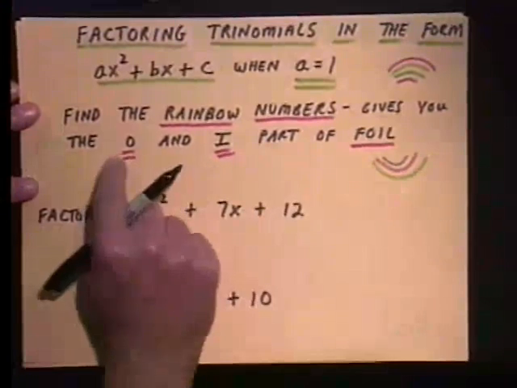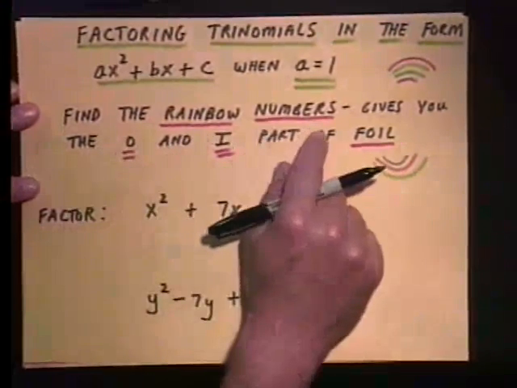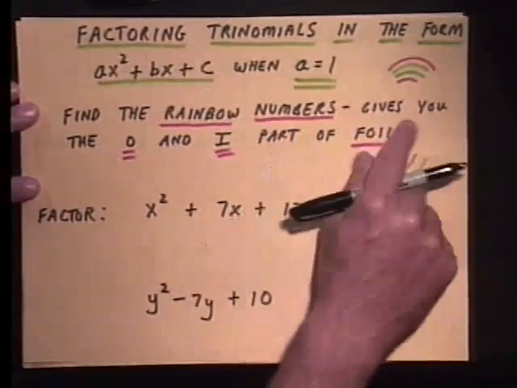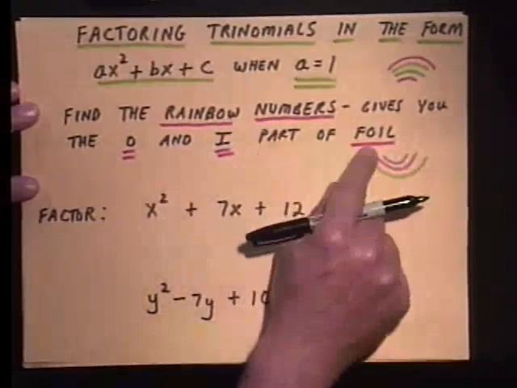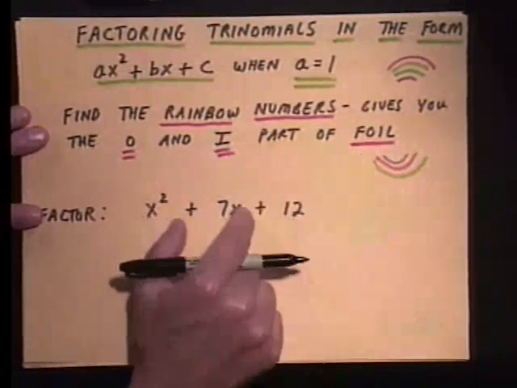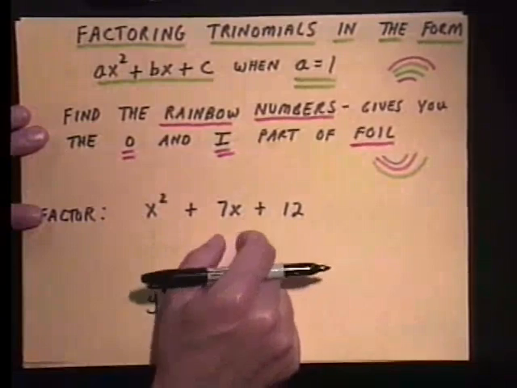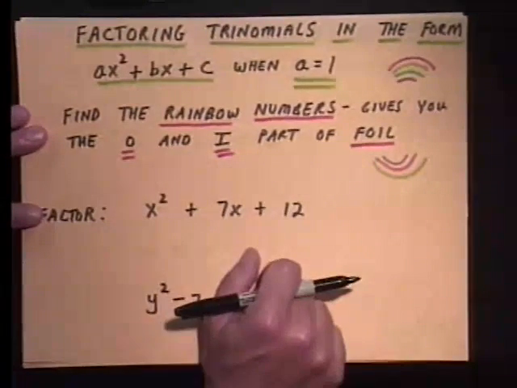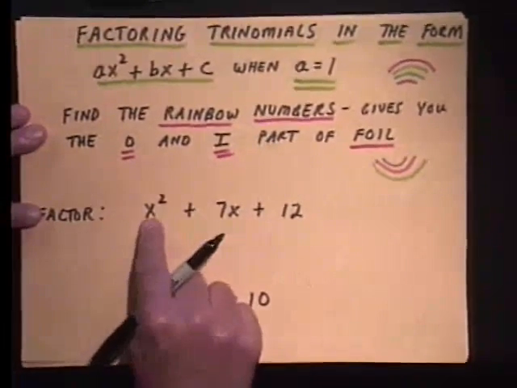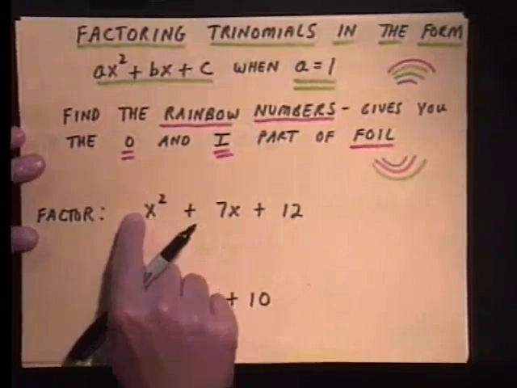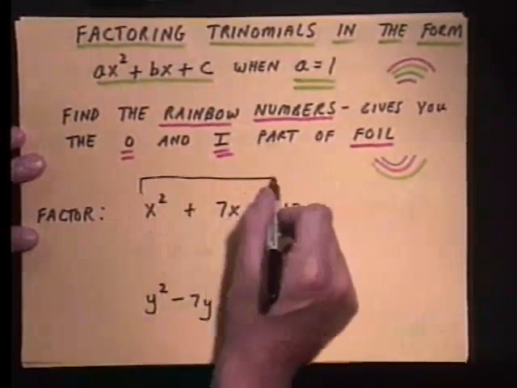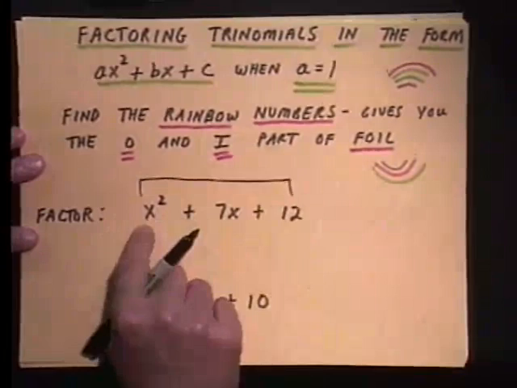All right, so find the rainbow numbers. Now, what I call the rainbow numbers, this gives you the O and the I part of FOIL back. So when we factor trinomials, we're going to what's called unfoil. All right, now what number's in front of this x squared? I don't see one. It's 1. So I'm going to go ahead and take these numbers, a and c, and multiply them together.